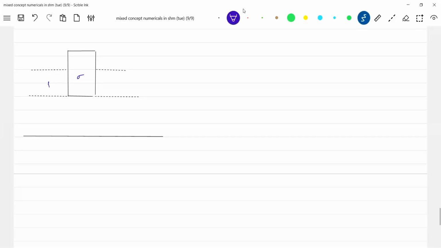Let this be sigma, rho 1, rho 2. Let the length immersed be initially L naught. Length of the pole, let it be L. Capital L we will take it. Okay, these are two immiscible liquids, rho 1 and rho 2. We have to calculate the time period of oscillations of this one. So where this is, you can see that one. The lower end is at the interface of two liquids.